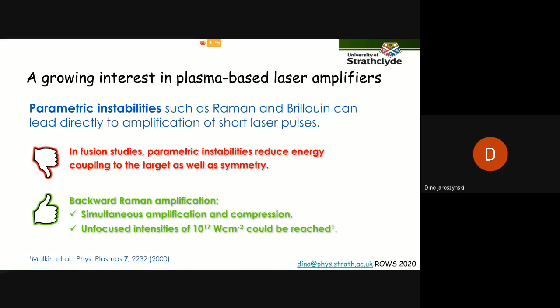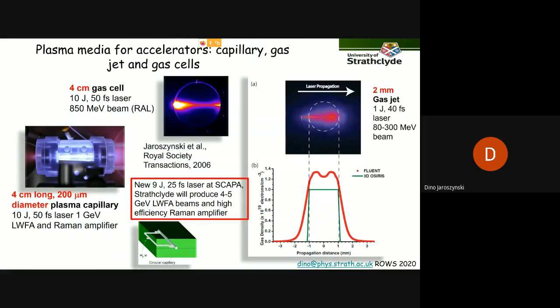And also, by exciting plasma waves, one can get undesirable behavior, like exciting instabilities in inertial confinement fusion experiments, where by scattering the light out of the target area, one can reduce the possibility of getting fusion. So the medium that I'm going to be discussing now is basically either hydrogen or helium, fully ionized.